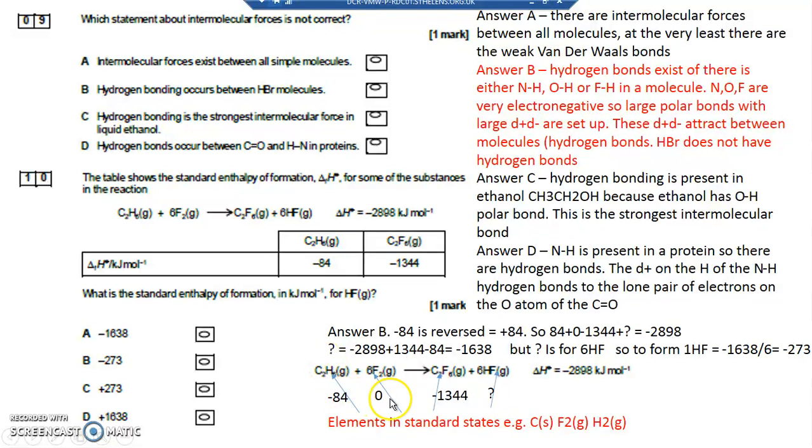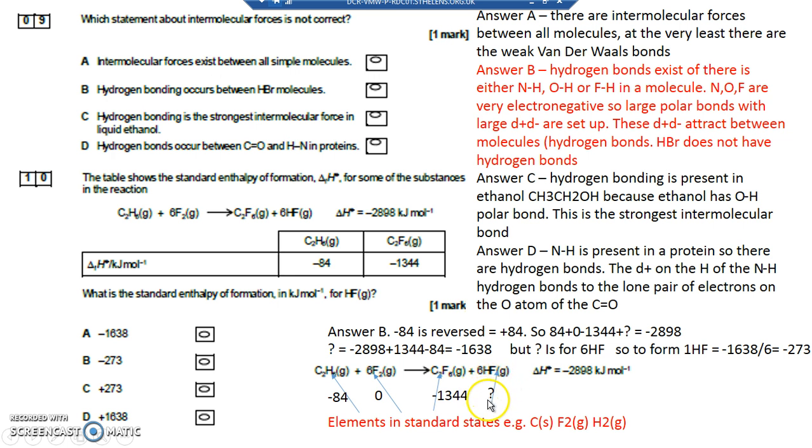So minus 84 becomes plus 84, 0 becomes 0. This is going in the right direction, minus 1334, and this is going in the right direction, and we don't know what that is, so I've called that a question mark. Overall it equals minus 2898. So 84, add 0, take away 1334, add question mark, equals minus 2898. Okay, so I'm going to leave the question mark on that side and take all of these across and reverse the signs. So minus 2898 plus 1334 when I take it across the equal sign, minus 84 when I take it across the equal sign, equals minus 1638.